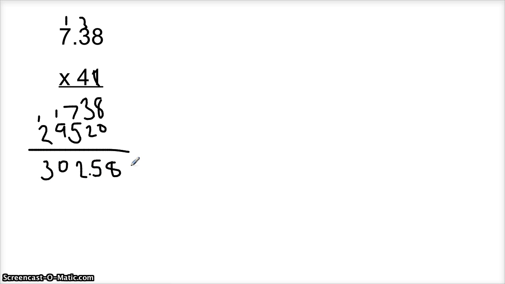So either way, I'm counting over 1, 2, 1, 2. Or I could rename this as 738 hundredths and know that's hundredths and find it the same way. Either way, I'm still getting the same answer, which is awesome.